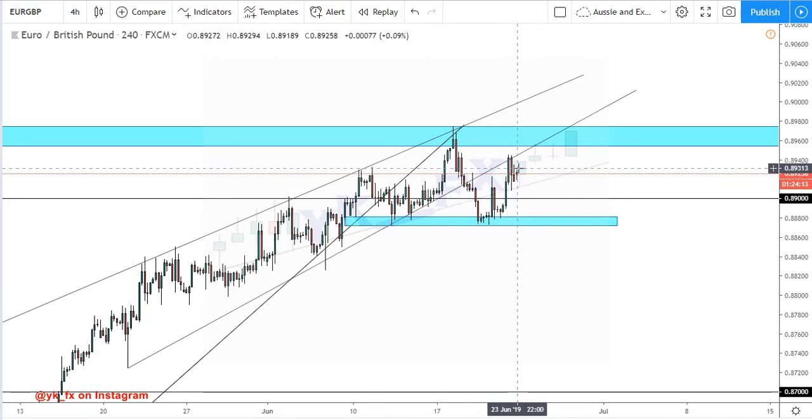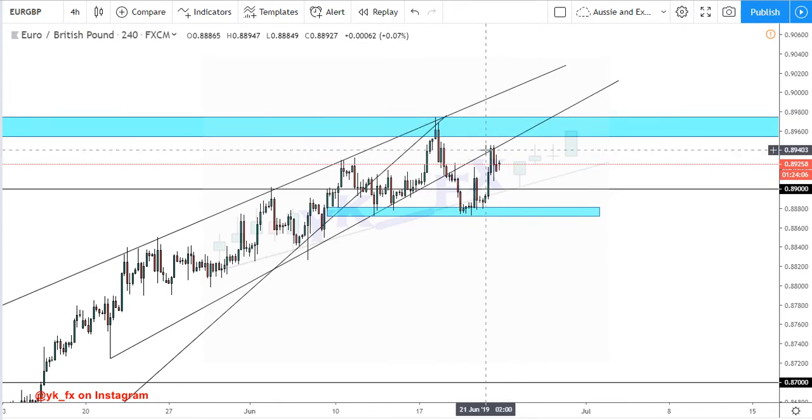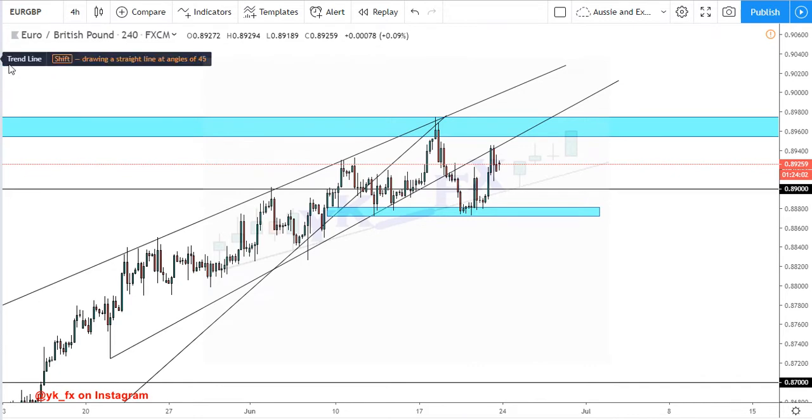Okay, so what I'd be looking for in terms of trades on this, I wouldn't rush in from here because we could see almost a double top form. So what I would look for, I would wait on this personally.